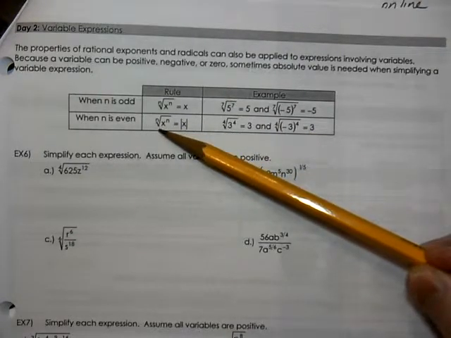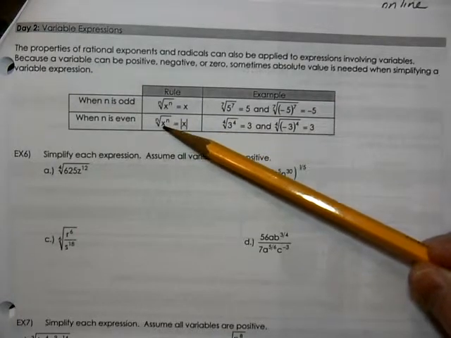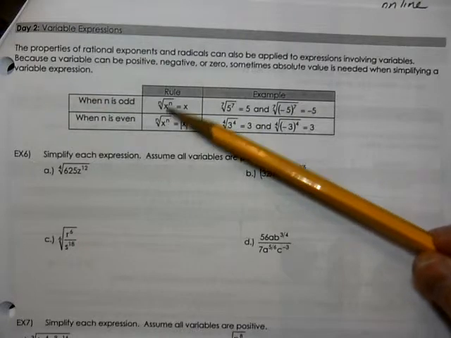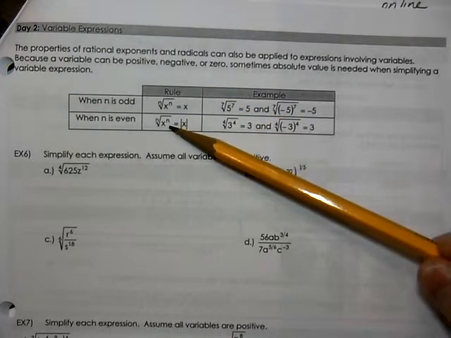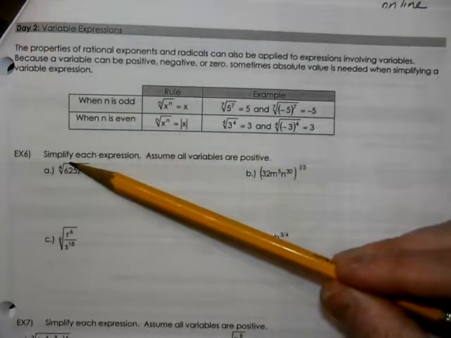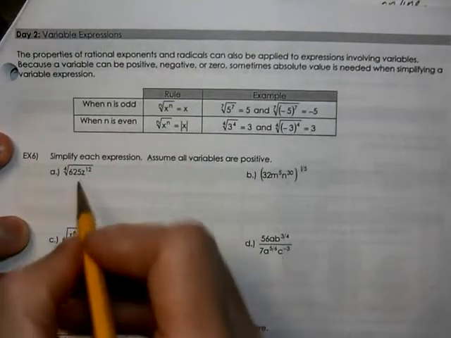So the cubed root of 25 is 5. The square root of 25 is 5. The cubed root of negative 8 is negative 2. Okay, we're going to simplify each of these.